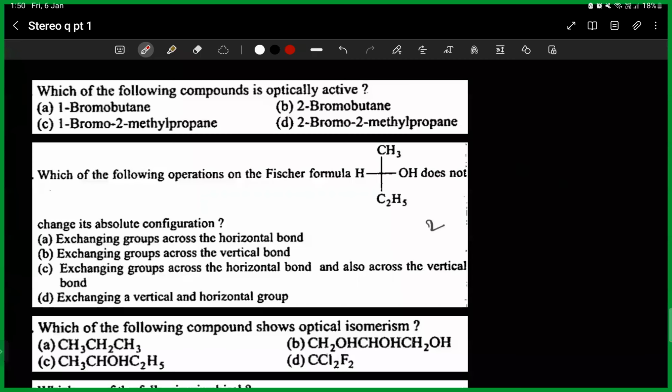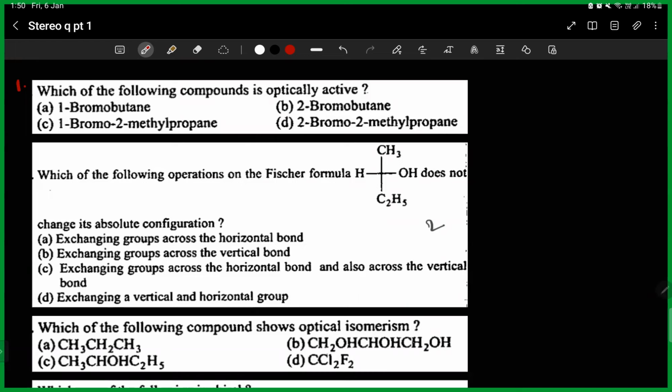Hello. So today let us discuss a few questions based on optical isomerism and geometrical isomerism. We have 17 questions today and most of them are basic level. And in the next part 2 video, let's see some advanced level questions. So let's see the basic level questions. We have 17 questions. Let's start.